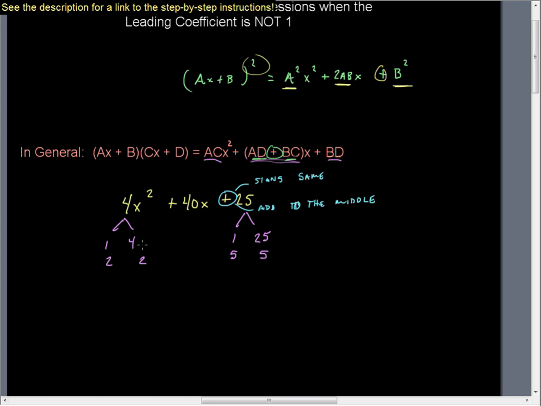Meaning that when we combine, for instance, when we say 1 times 1 is 1, 4 times 25 is 100, 100 plus 1 is 101, and that's not 40, so that doesn't work. So we try different things.